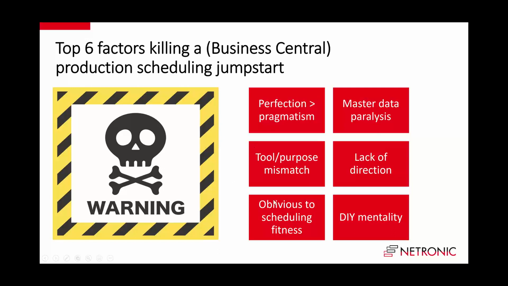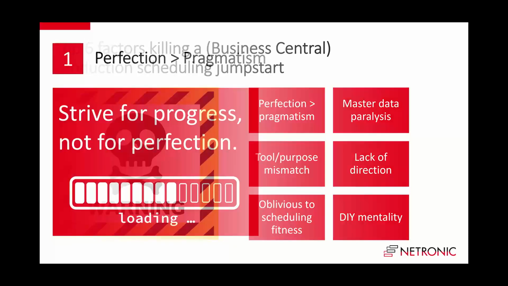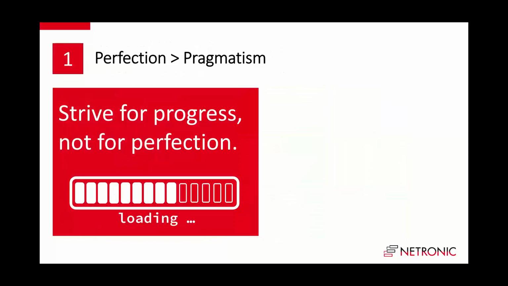So these are the 6 traps, and I gave some thoughts on them already by introducing them, but let's have a closer look at them one after the other. So the first trap is if you rate perfection higher than pragmatism.